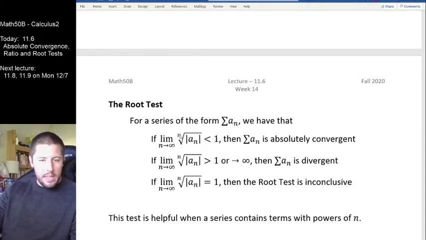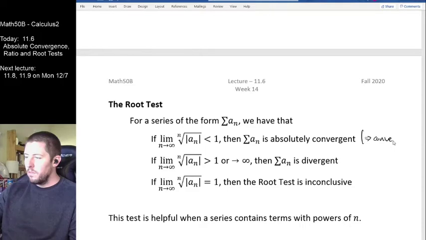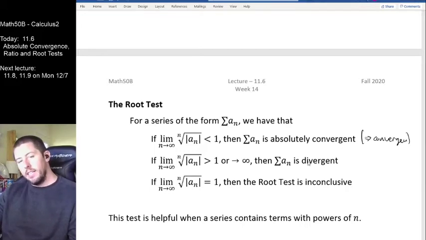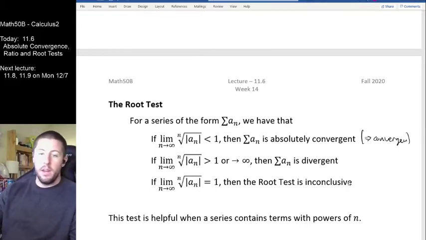But here we're going to take the nth root of the absolute value of the nth term in the series and let n go off to infinity. Again, if we get a result that's less than 1, then we are absolutely convergent and therefore convergent. If we get a result that's greater than 1 or tends to infinity, it's going to diverge. If it is equal to 1, then it's inconclusive, no information.